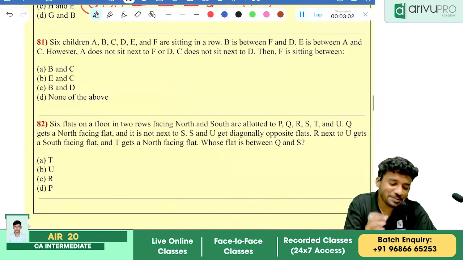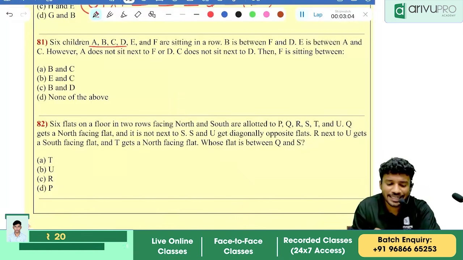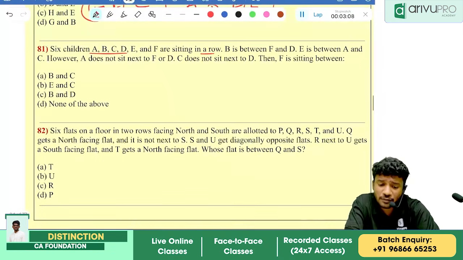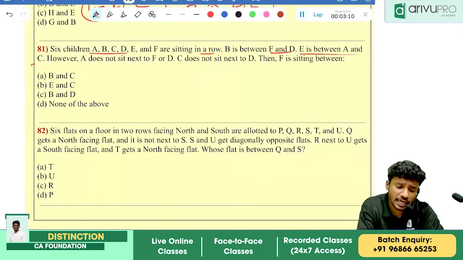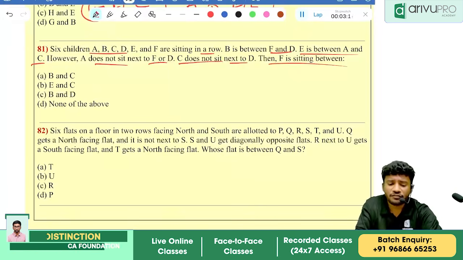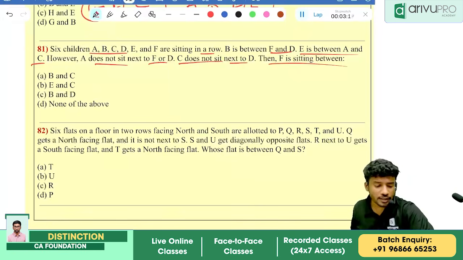Next question, people. 6 friends, A, B, C, D, E, F are sitting in a row. B is between F and D. E is between A and C. However, A does not sit next to F or D. C does not sit next to D. Then F is sitting between what and what is the question.